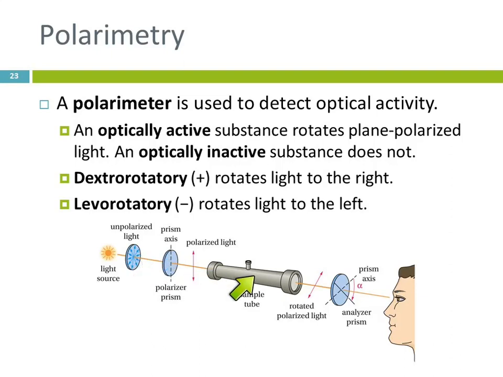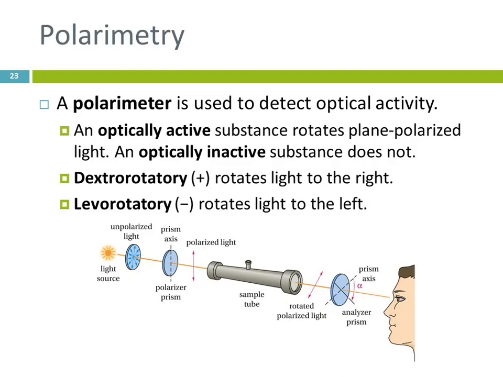And then that comes through this sample tube, and then you've got another polarizing prism here. And if we rotate this, we can get them to completely block the light.